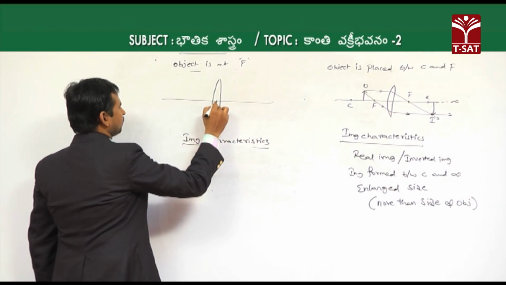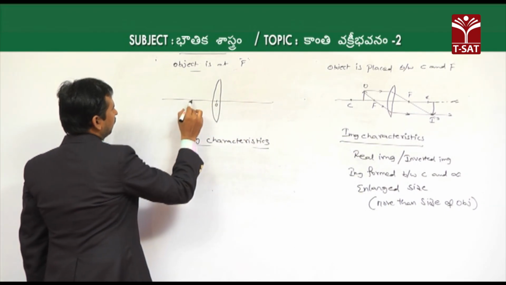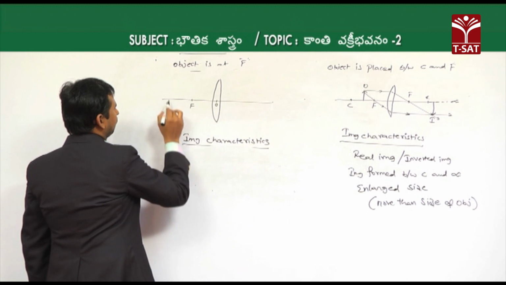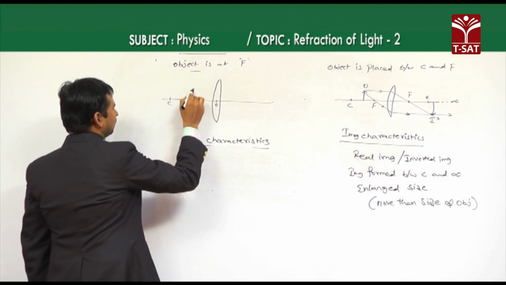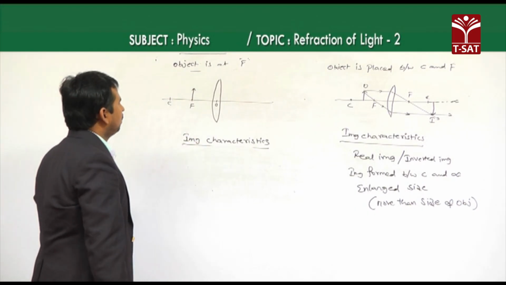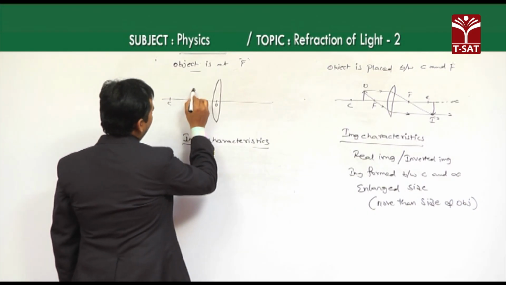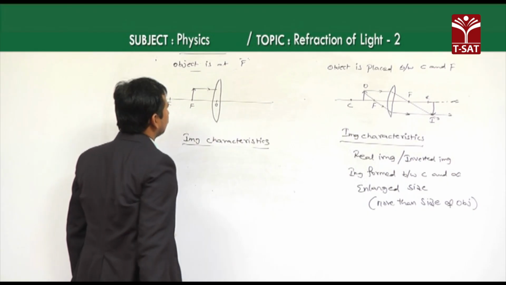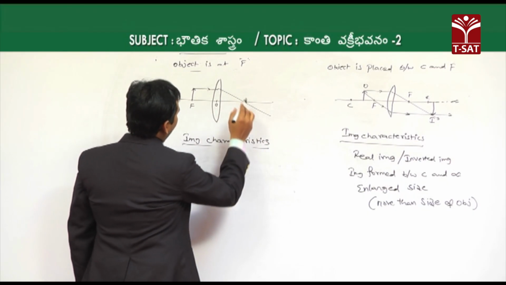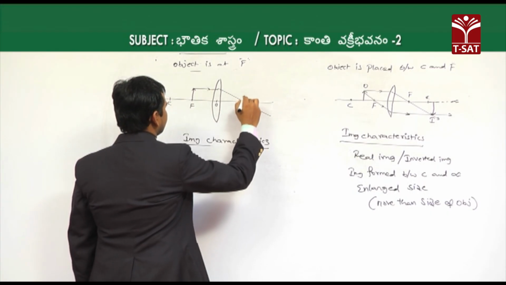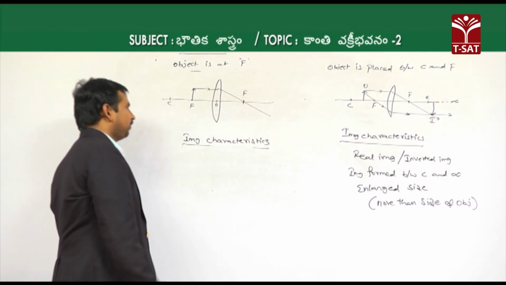This is the principal axis. Here we have the point O. Let us suppose the focus point is here. Now the object is placed exactly on the focus, like this. Now we have to take a light ray parallel to the principal axis like before, and now the light ray is passing parallel to the principal axis, passing through the principal focus after refraction.